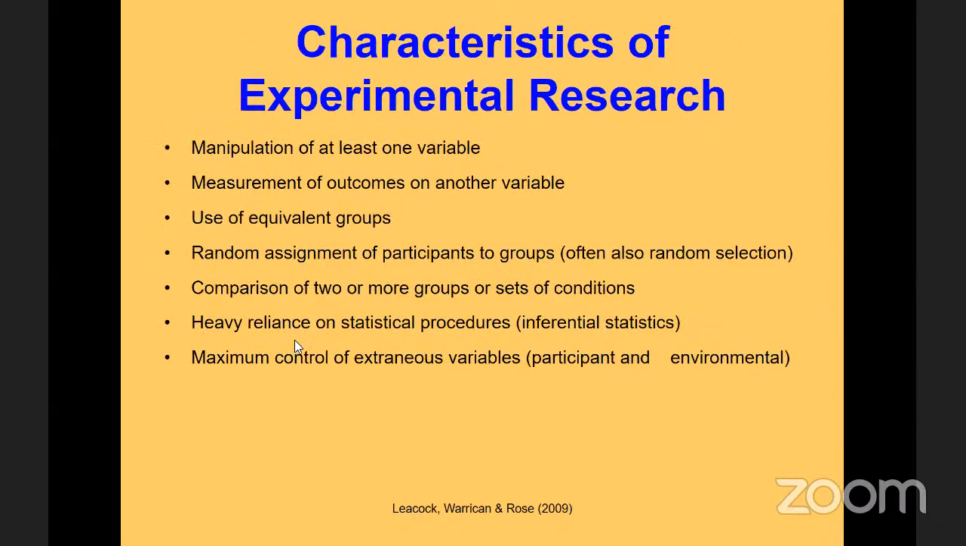Anyway, so there's a whole long list of characteristics of experimental research. And one of the very key ones is the idea of equivalent groups. And the problem with equivalent groups is that they're supposed to be identical where possible. And the problem is that it's not always identical. And when it's not identical, we actually call that experiment a quasi-experimental research group.